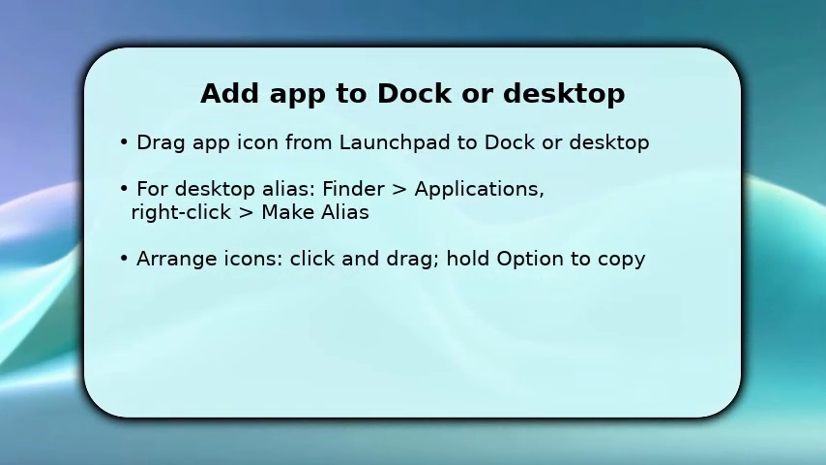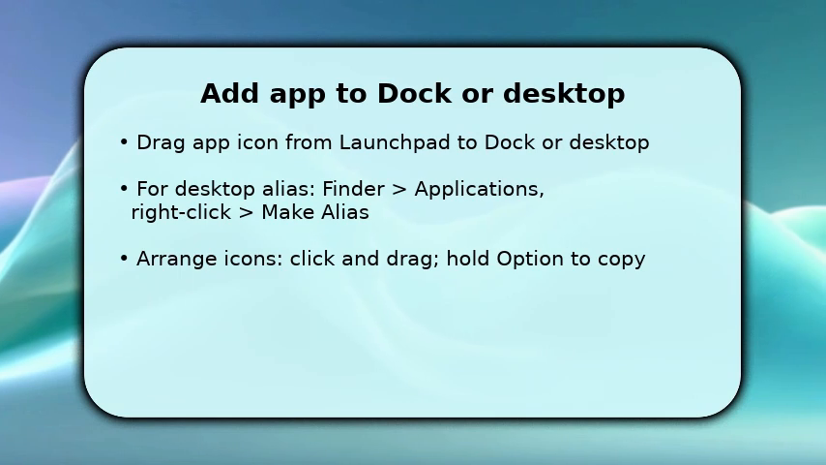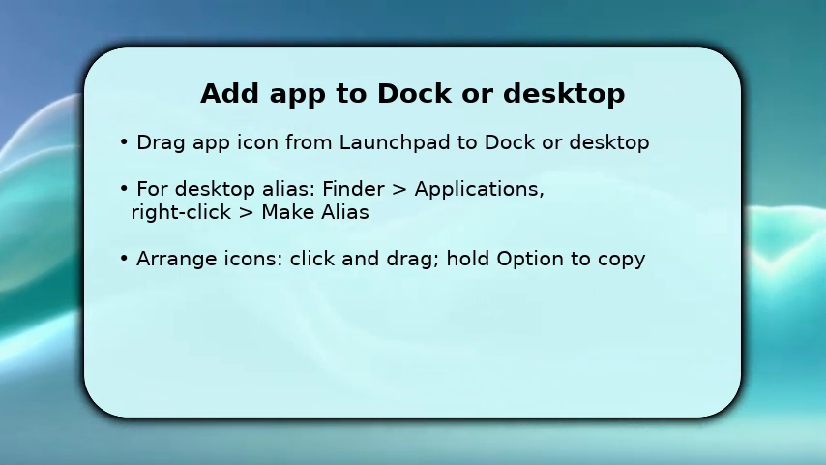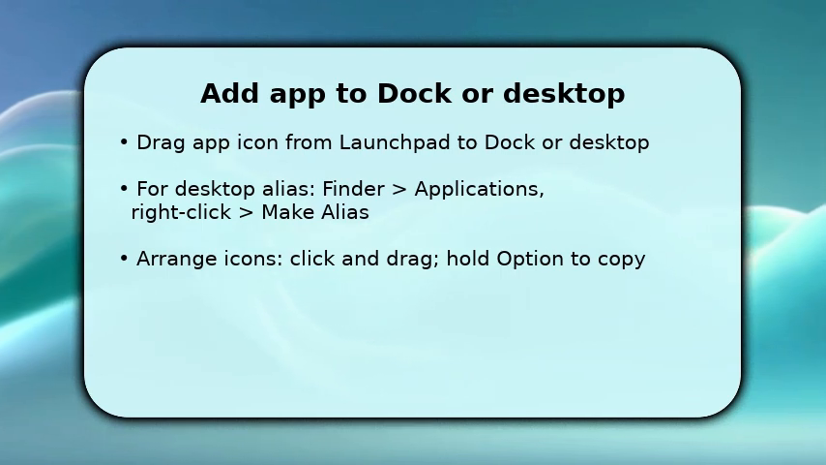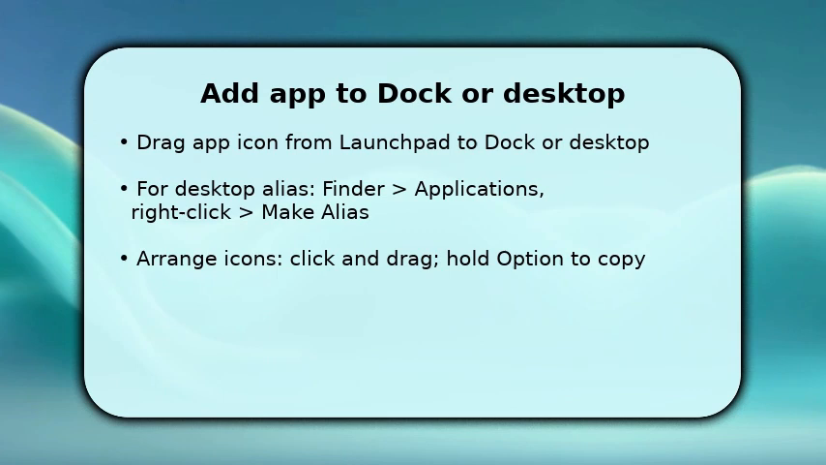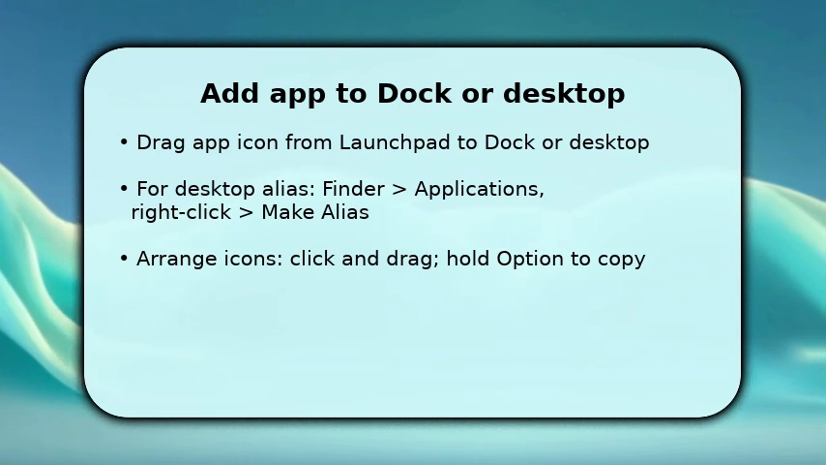Now you move the app where you want it. In Launchpad, click and hold the app icon until it jiggles, then drag it straight to the dock, releasing pins it there. If you prefer a desktop shortcut, open Finder to /applications, right-click the app and choose Make Alias, then drag that alias to the desktop. Make sure to hold Option if you need to copy rather than move in Finder. This gives you quick access without reinstalling or changing system settings.